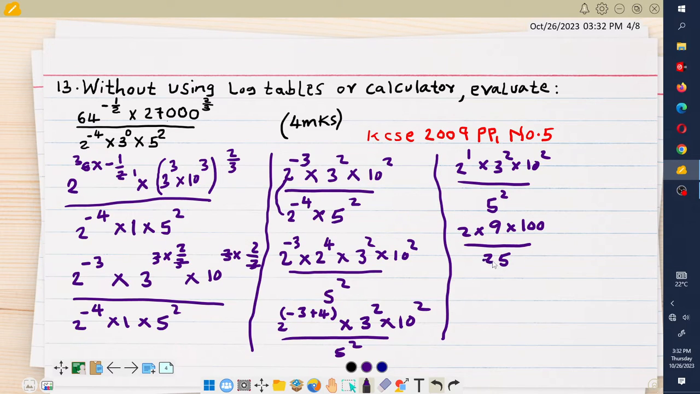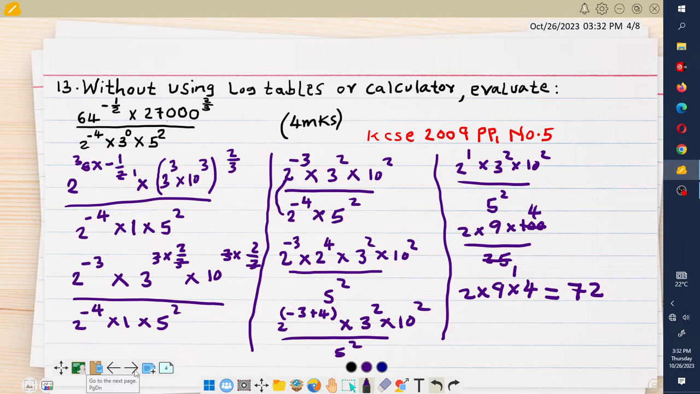Now 25 into 25, 1; 25 into 100, 4 times. So if you take 100 divided by 25, you are going to get 4 times. So we are going to remain with 2 multiplied by 9, then multiplied by 4. So if you take 2 times 9 times 4, you are going to get your final answer as 72. So this will be equal to 72 as the final answer.